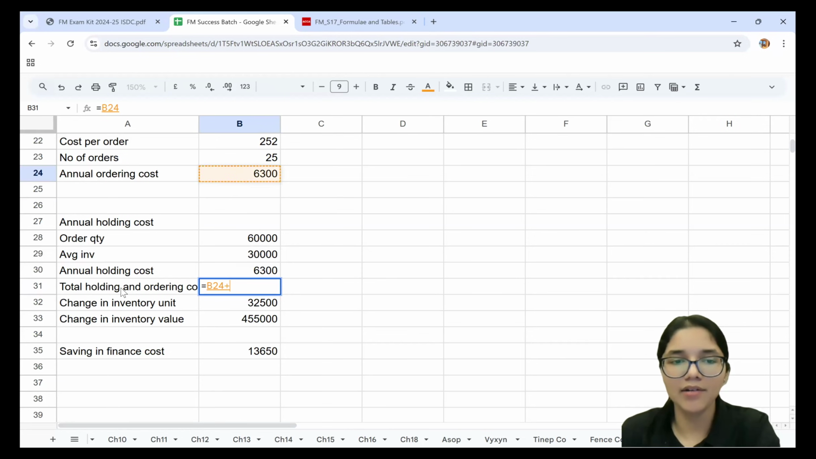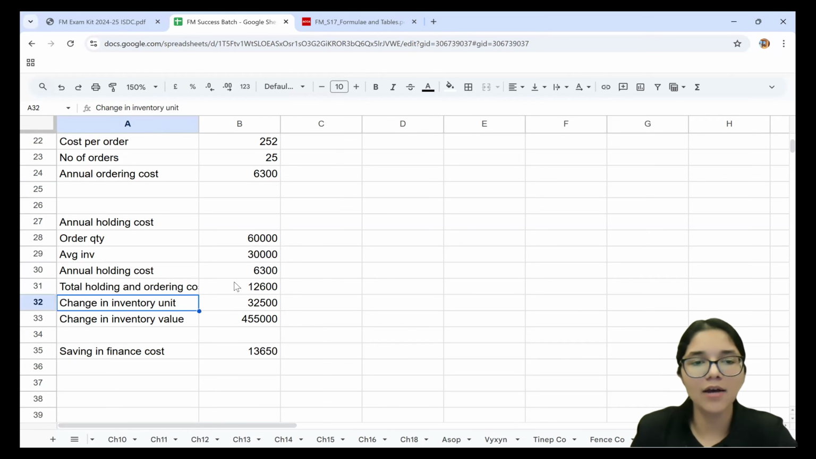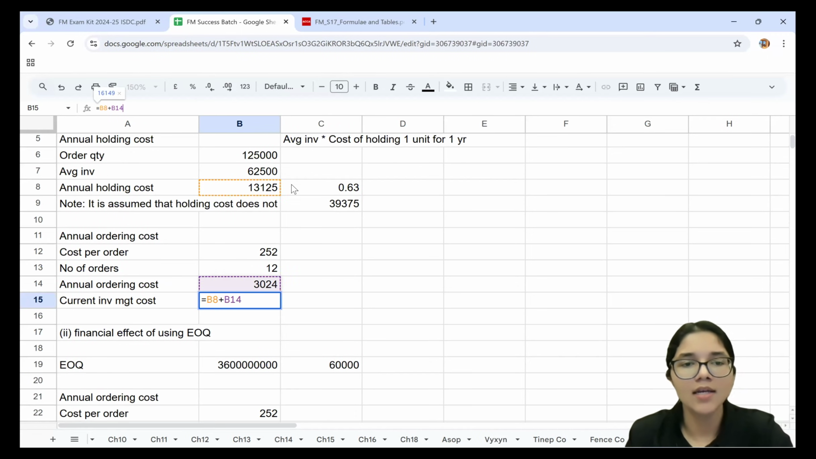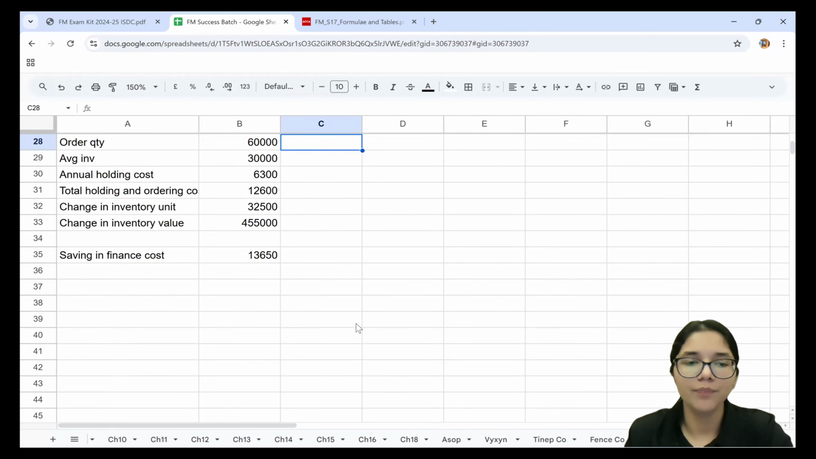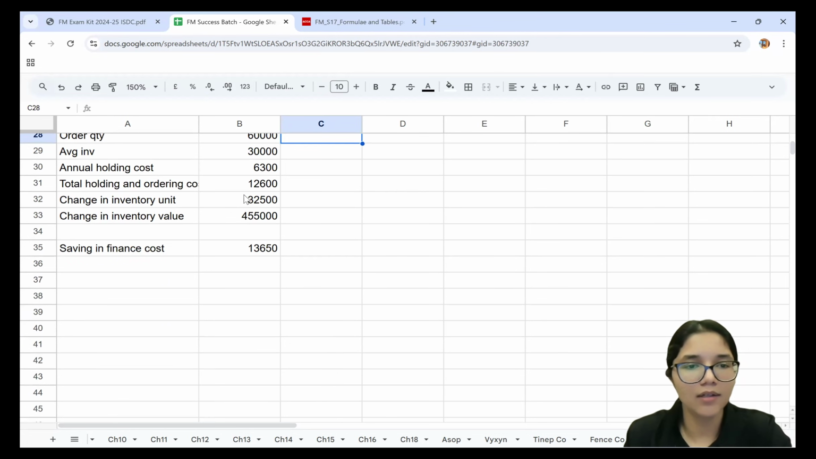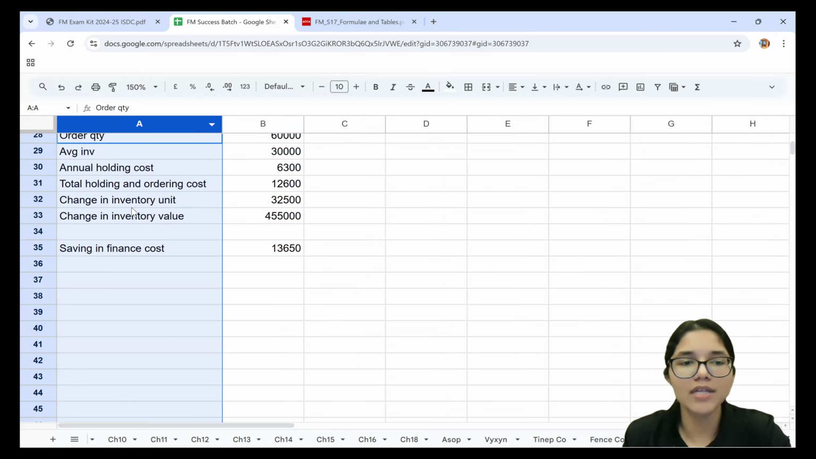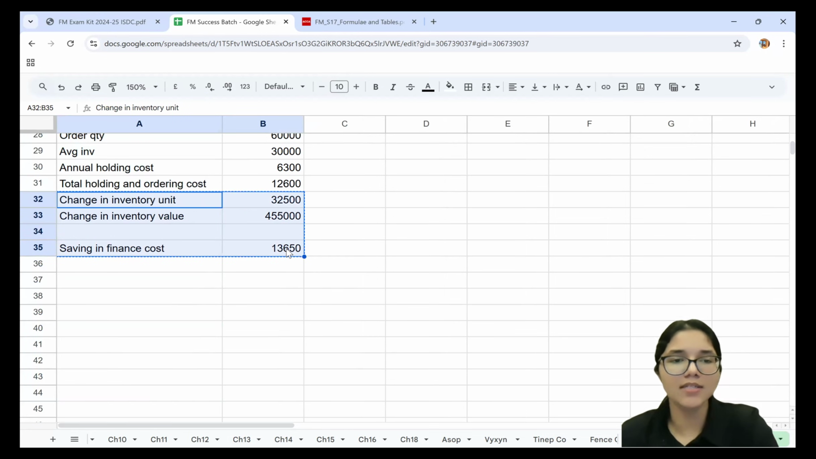6,300 plus 6,300, this is your total ordering cost now. So earlier it used to cost you this many dollars. Now it is costing you 12,600. So now your cost is also reduced and then you're saving finance costs additionally.